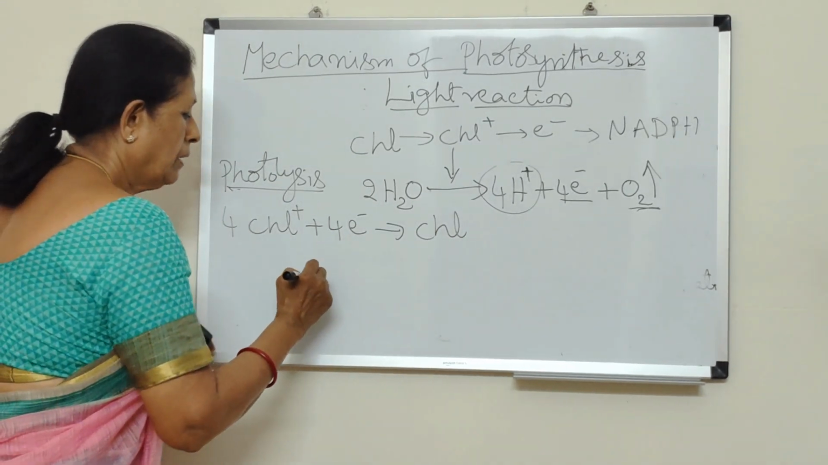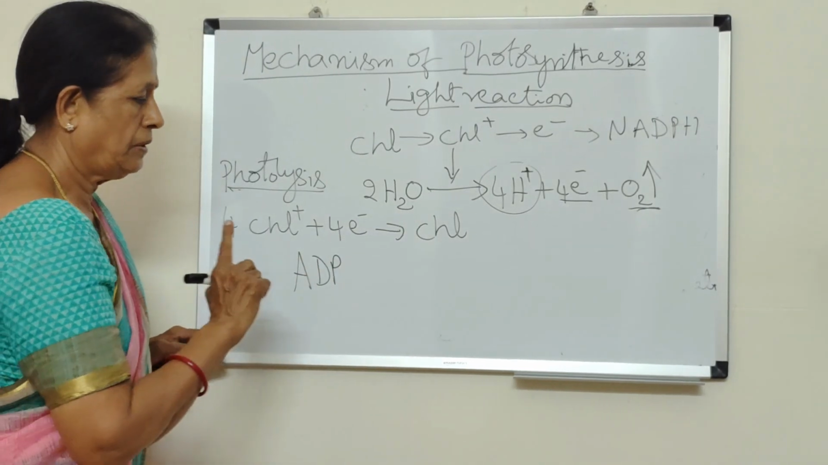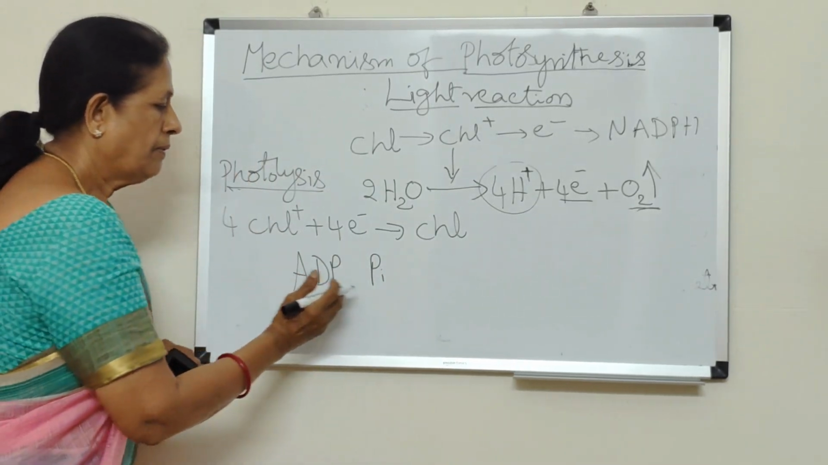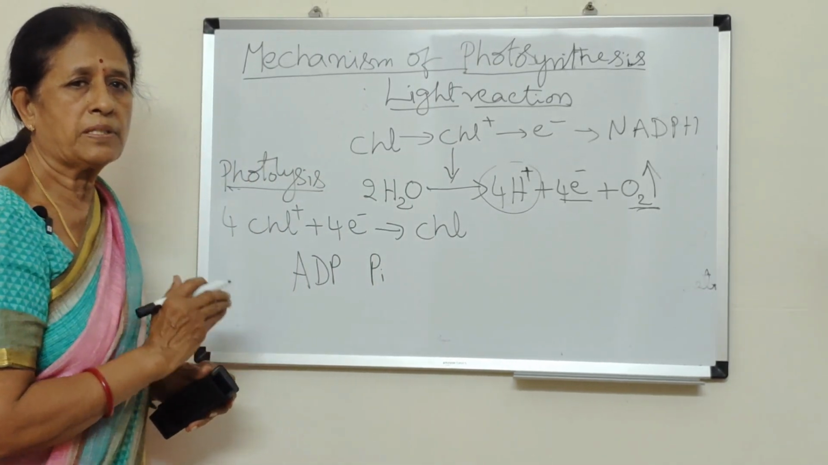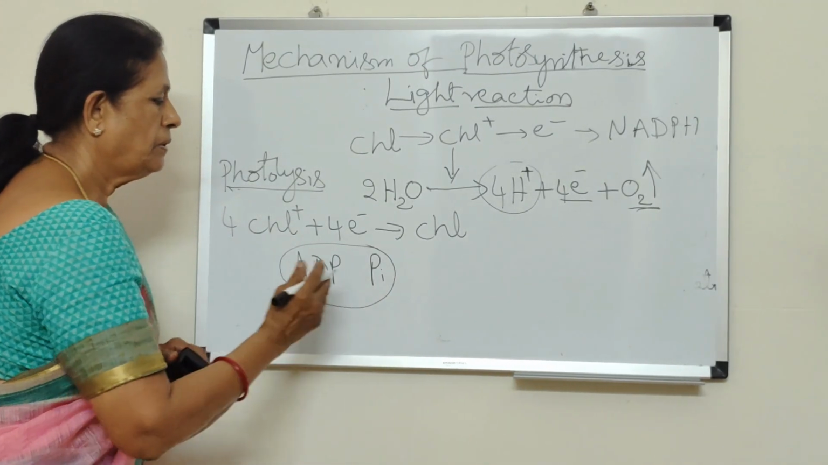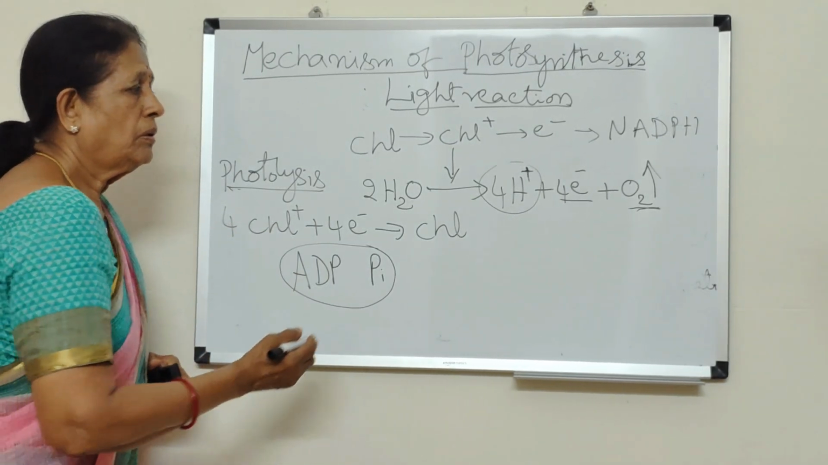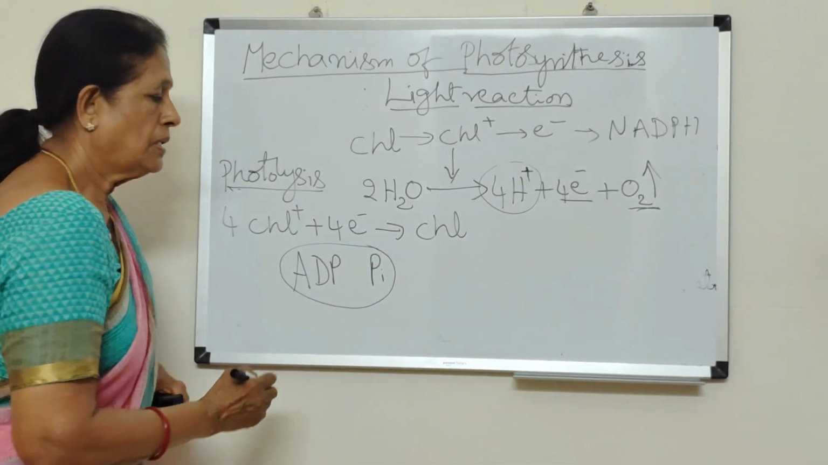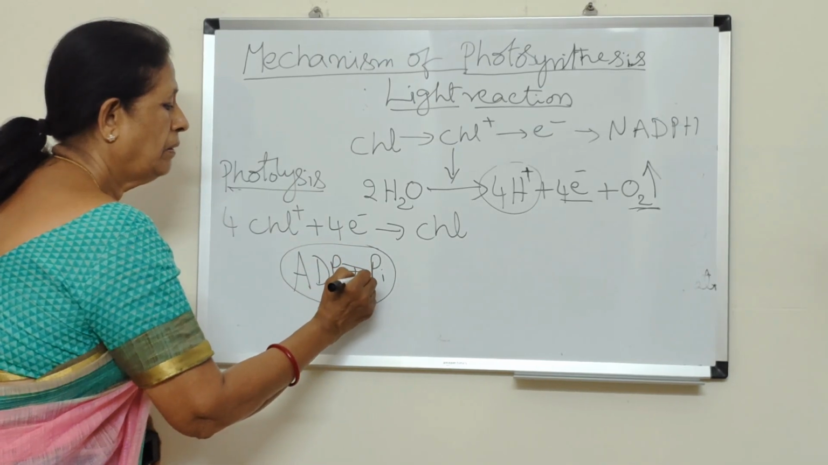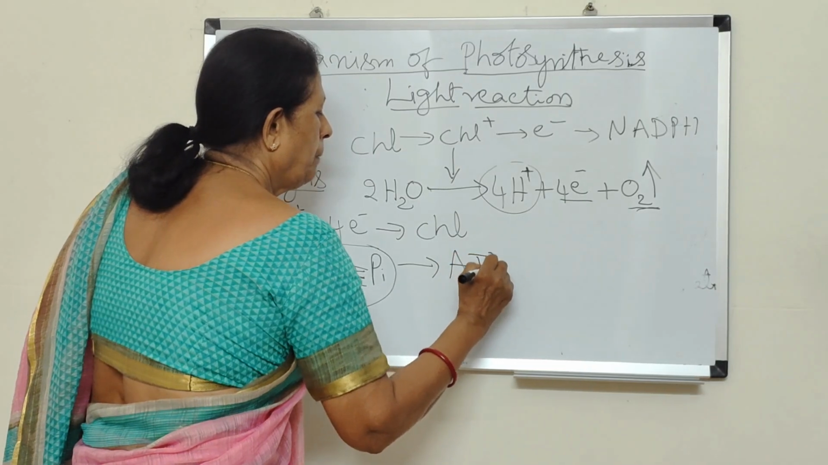Here in the stroma, there is ADP, adenosine diphosphate, with 2 phosphate molecules, and inorganic phosphate is there. But they are not able to combine. They are not able to form together. Why? Because energy is required. So the energy that is present in the protons is utilized for the formation of a chemical bond between ADP and inorganic phosphate, forming ATP.